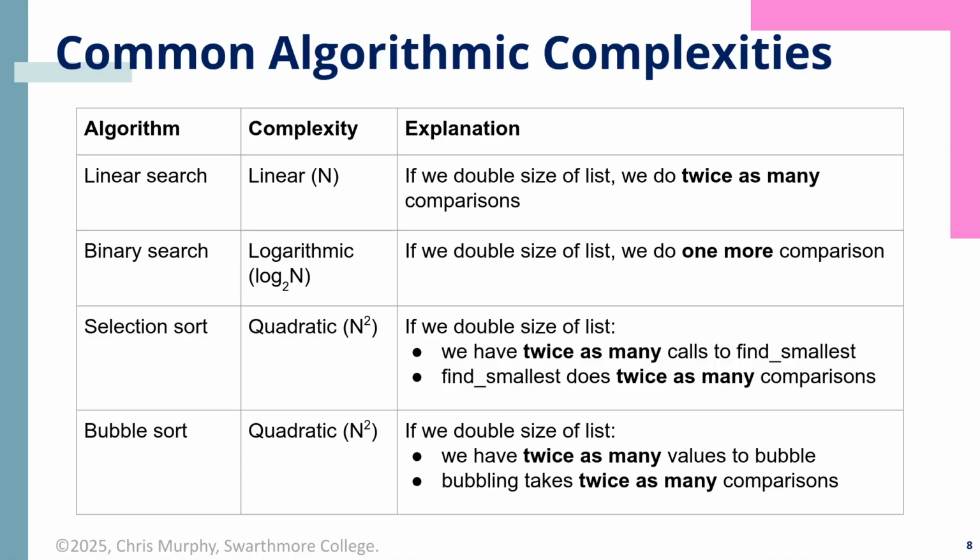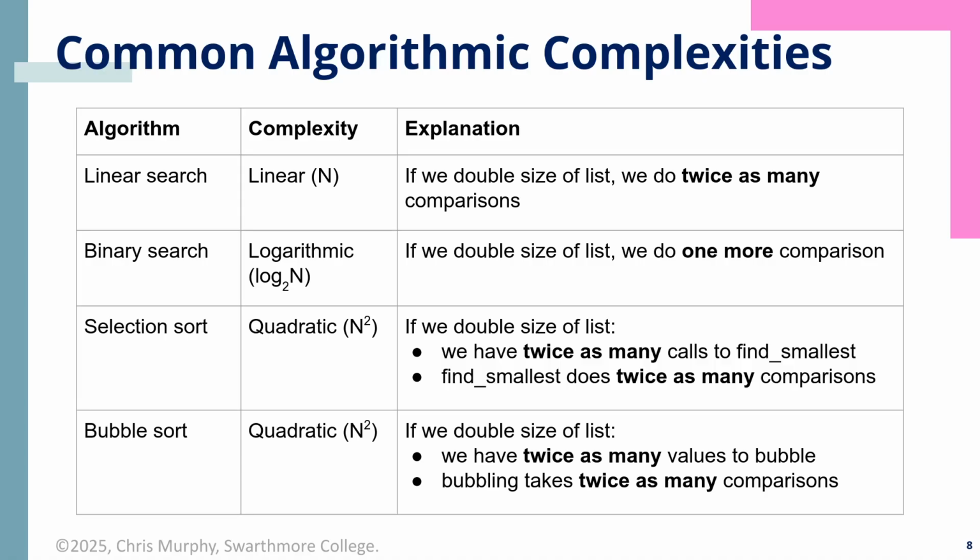Logarithmic means if I double the size of the list, we do one more comparison. And binary search was the example for that. It doesn't mean that we do exactly log of n comparisons or operations, but it means that if I double the size, I'm doing one more comparison or operation. An example of that would be binary search, or anything where I'm kind of cutting the thing in half, or every time through the loop, I'm only considering half of what's left. Those are tricky to identify, definitely, compared to the others. So that's what that means.